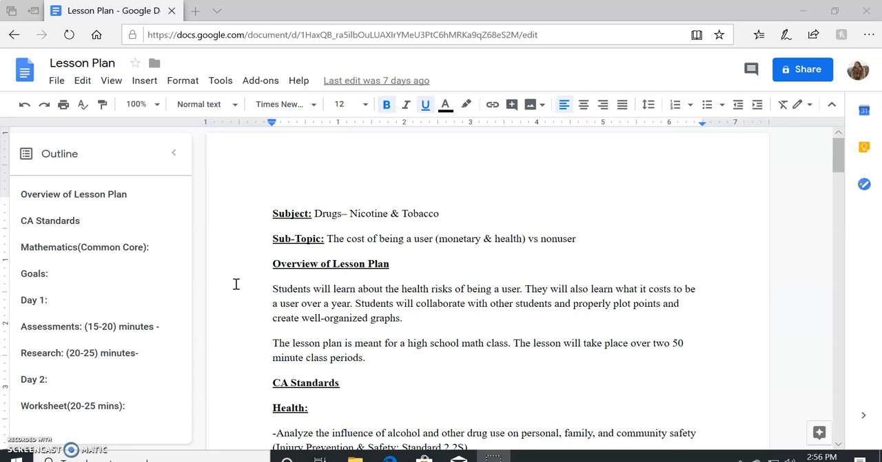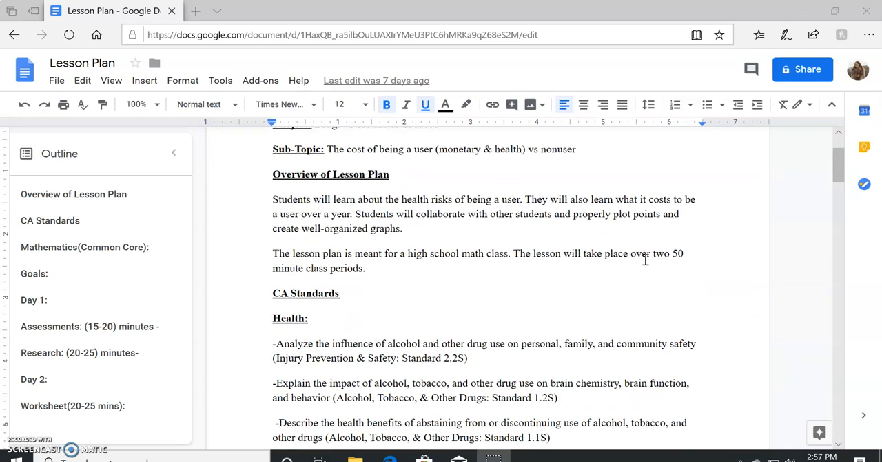Today, my subject is drugs with the subcategory of nicotine and tobacco, and we'll be doing a lesson plan involving the cost of being a user, both monetary and health-wise, versus a non-user. Today, with a lesson plan, students will learn about the health risks of being a user, they'll learn about the cost of a user over a year, they'll work with others, and plot points and create well-organized graphs. This lesson plan is meant for a high school math class, and the lesson will take place over two 50-minute periods.